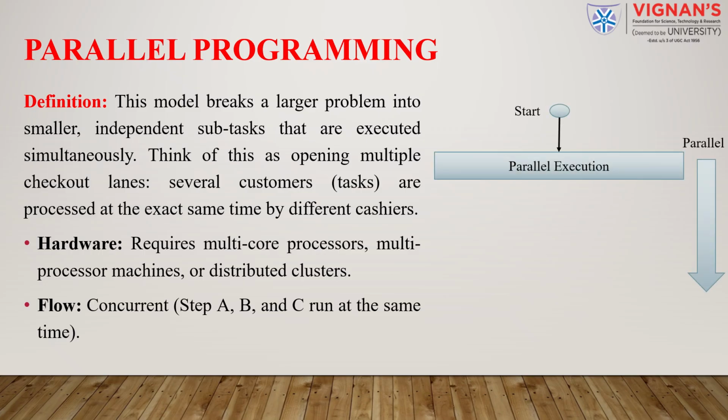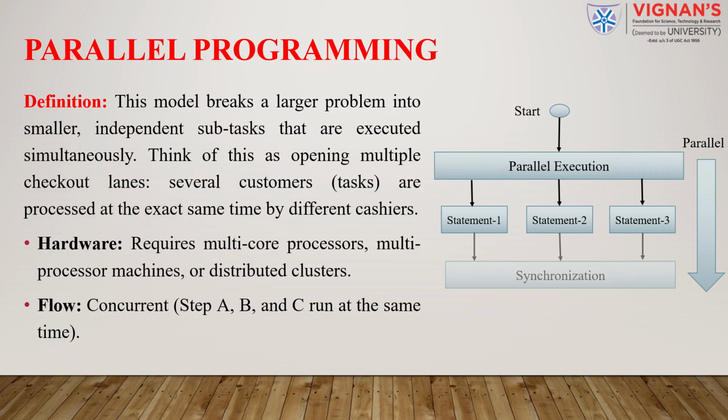Please focus on the diagram. We start at the top, but notice how the flow splits immediately after start. Instead of a single vertical line, we have 3 parallel branches. Statement 1, Statement 2, and Statement 3 are all sitting side by side. These represent tasks happening simultaneously. However, look at the bottom where they converge at the box labeled synchronization. This is a critical step where the system waits for all parallel tasks to finish before moving to the end. This visualizes how we split the work and then join it back together.